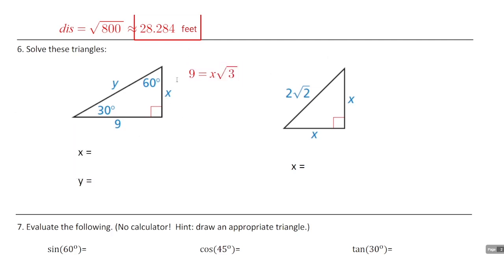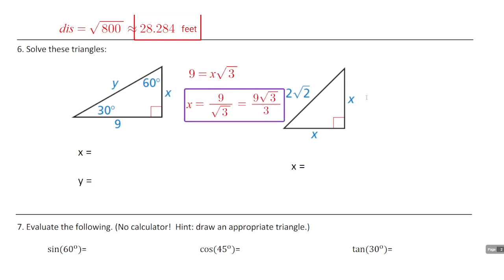And then I'm going to divide both sides by root 3. So I'll have x equals 9 divided by root 3. And this is essentially your answer here, but we do want to rationalize it, and so that means we need to multiply both the numerator and the denominator by root 3. And so my answer is going to be 9 times root 3 over 3.